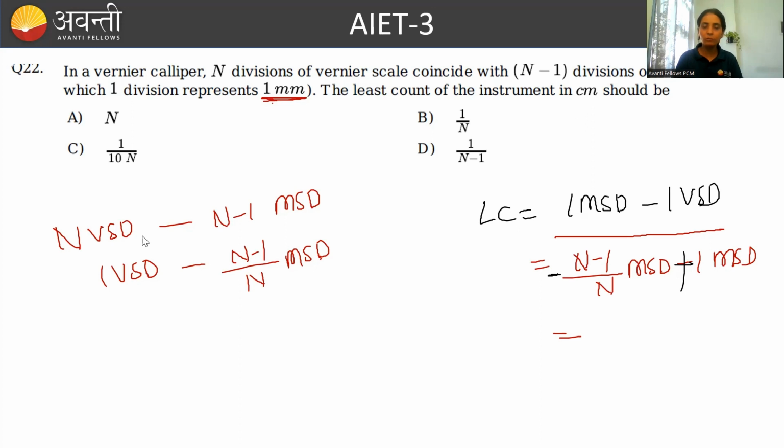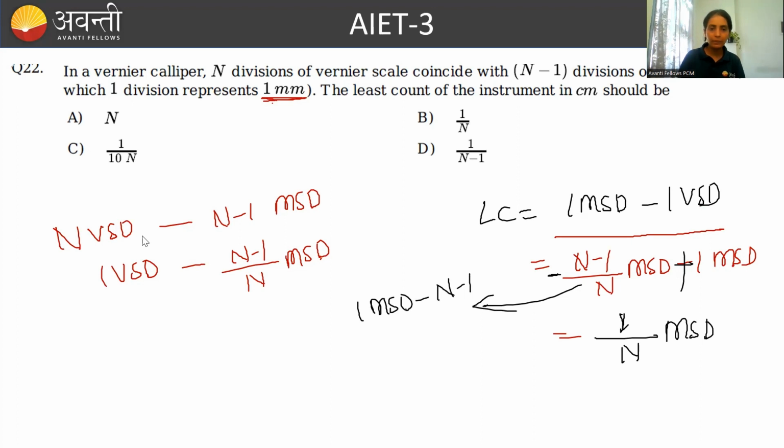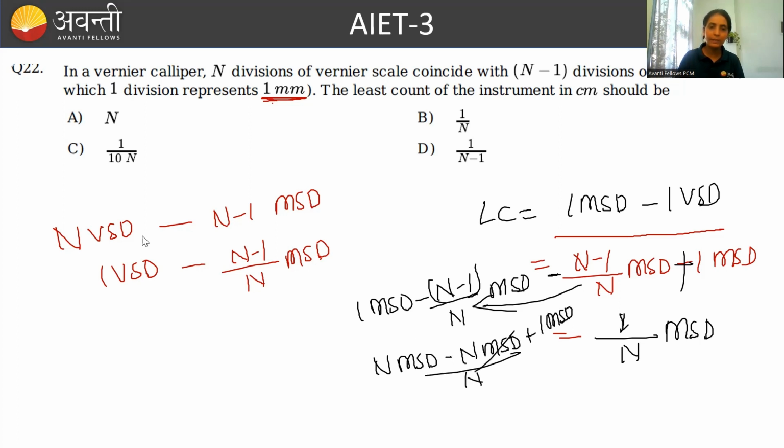If we solve it, what value are we going to get? We are going to get 1 by n MSD, right? Don't get confused. This is 1 MSD minus n-1 by n MSD. If you solve it, this will become n MSD minus n MSD plus 1 MSD, by n. Then this will get cancelled. So 1 MSD by n is the answer.